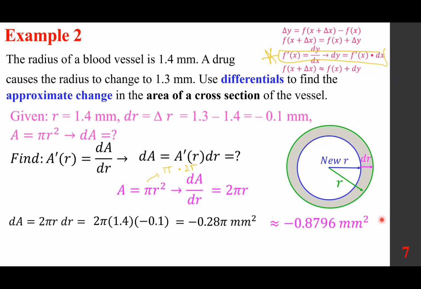So this is an approximation. This is dy, in this case dA. What would be delta y? In this case, delta A. Anybody? How would you find delta A? The exact answer.